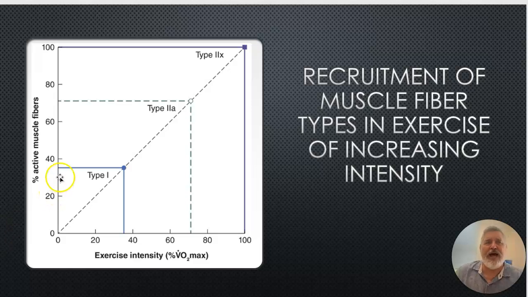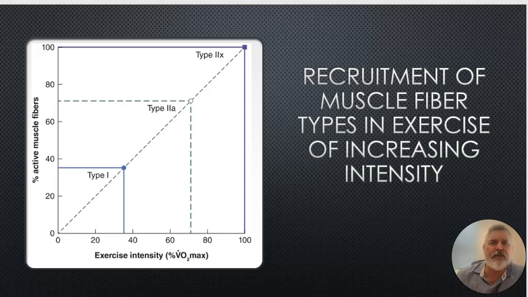Here's another way to show that. So the percentage of active muscle fibers, as I increase intensity, I go from type 1 to type 2A. Look at the significant contributions of type 2A. So even though type 1 muscles are being recruited, they have less of a contribution at higher intensities. And then when I'm at 100%, I'm utilizing type 1, type 2A, and type 2X. This is a great schematic to explain muscle fiber recruitment.